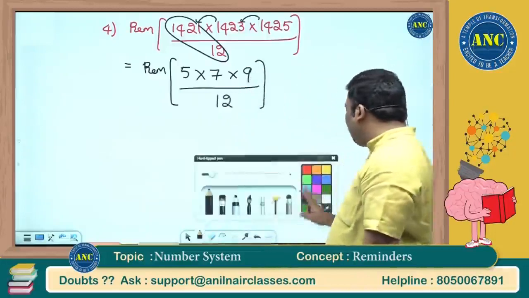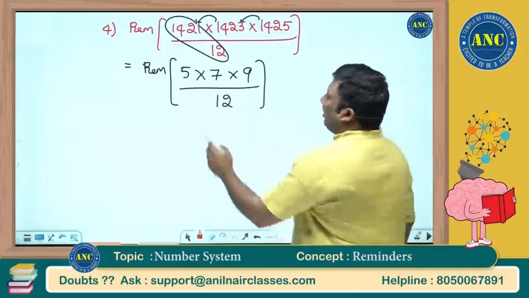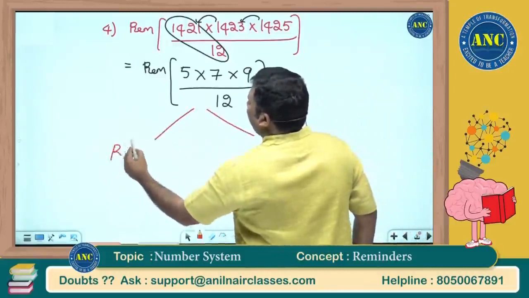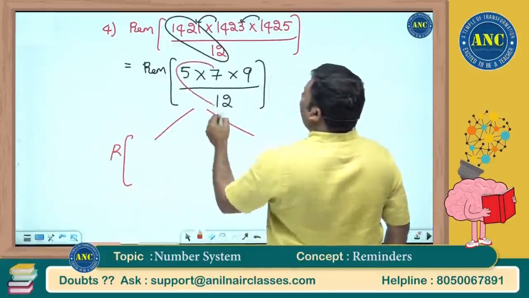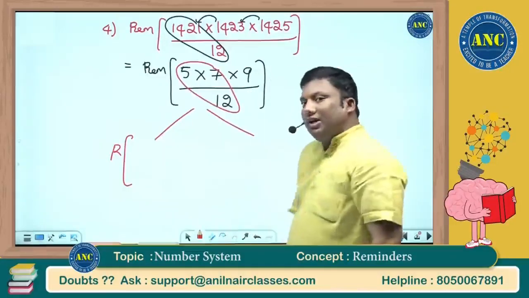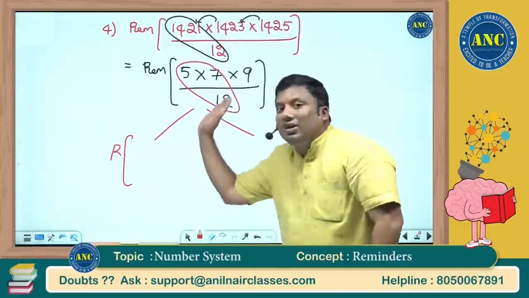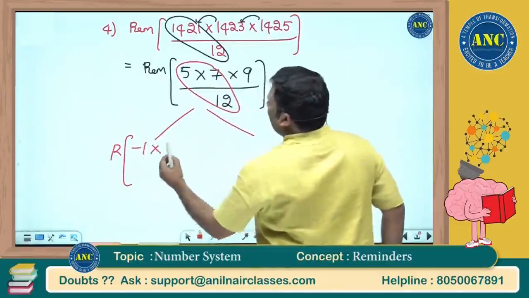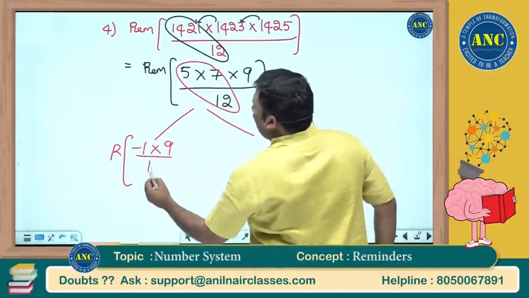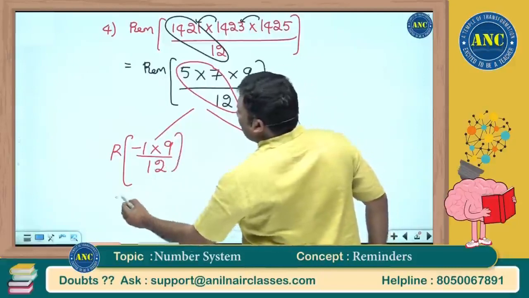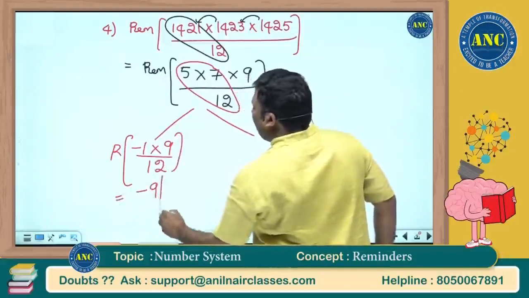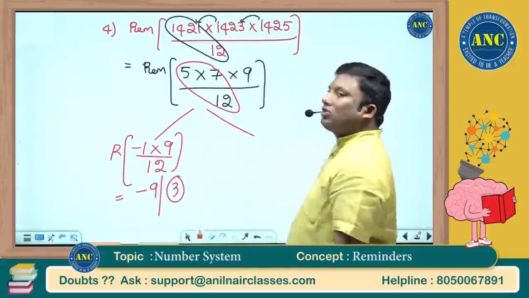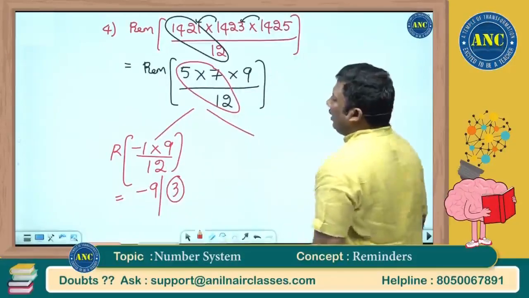Here you can do it in any way, the answer will remain the same. You can take any two and get the answer. Suppose I take the first two. 35 divided by 12. 12 threes are 36. Minus 1. Remaining it is 9. Minus 1 into 9 is nothing but minus 9. Negative remainder minus 9, add with the denominator. What is 12 minus 9? 3.